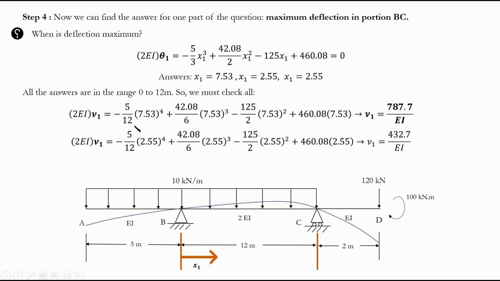Again, this equation comes from the deflection equation that we just found. We rewrote the equation in the previous page, and I just substituted the values that I found from the rotation equation, 7.53 and 2.55. Of course, I'm looking for the larger value. I don't care about this one. I'm looking for the maximum deflection, and this is the maximum deflection. So that's one part of the question.